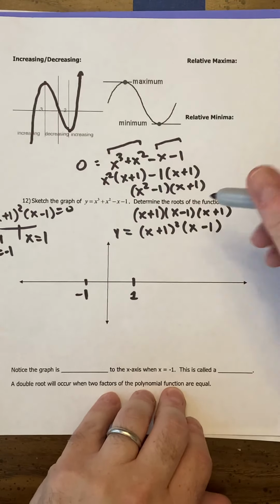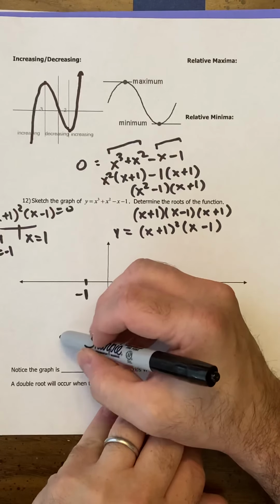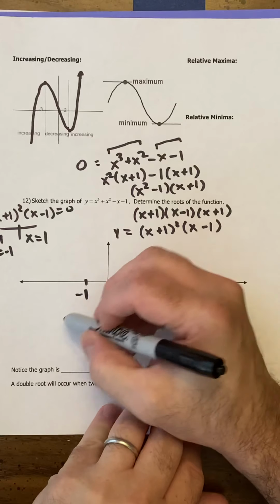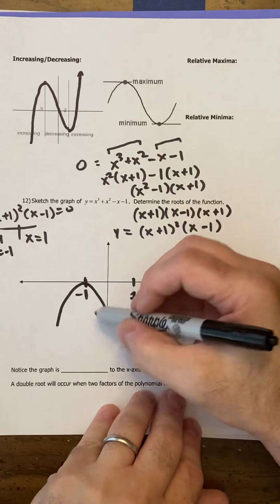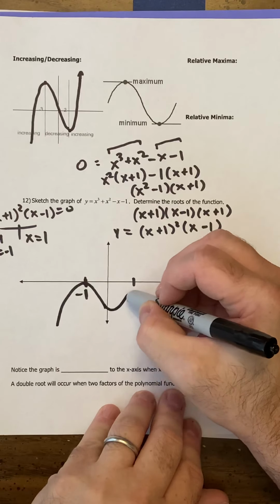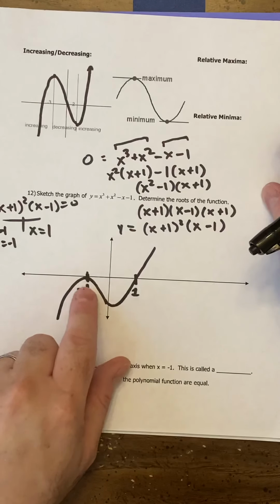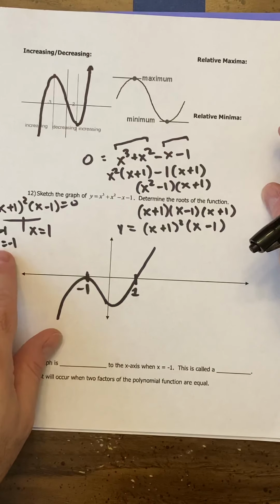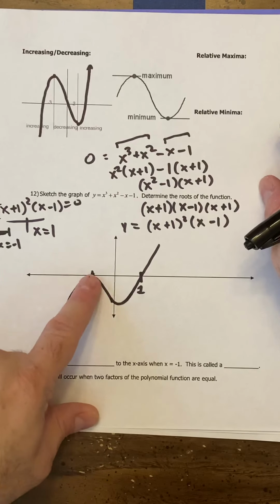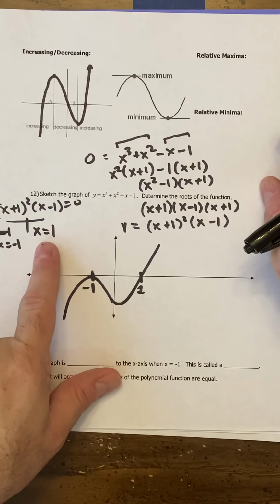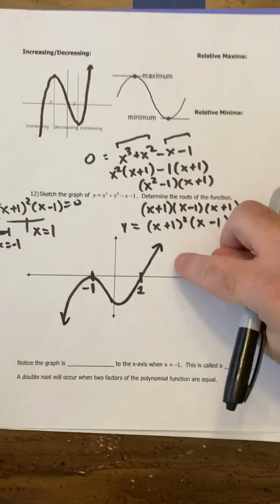Okay, so what's going to happen is this curve is going to turn around at negative 1. That's the double root. And it's going to turn around again and go through positive 1. It has to touch negative 1 twice because it has a multiplicity of 2, so it has to turn around there. It has to go through positive 1, just straight through it. And this graph is going to look like this.